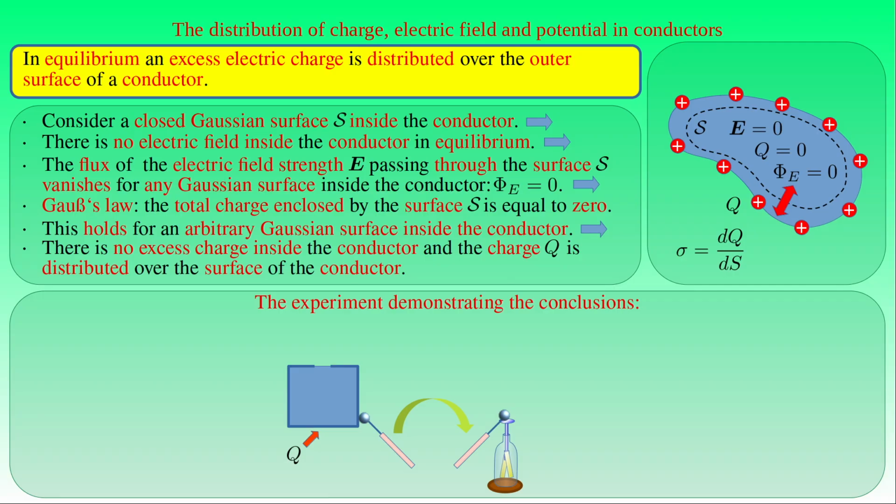However, if we bring the electrically neutral metal sphere into contact with the inner surface of the metal box, then the electroscope will indicate that the metal sphere remained neutral, that is, it did not attain any charge.